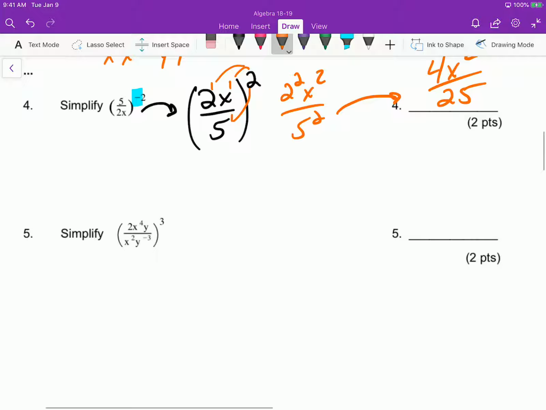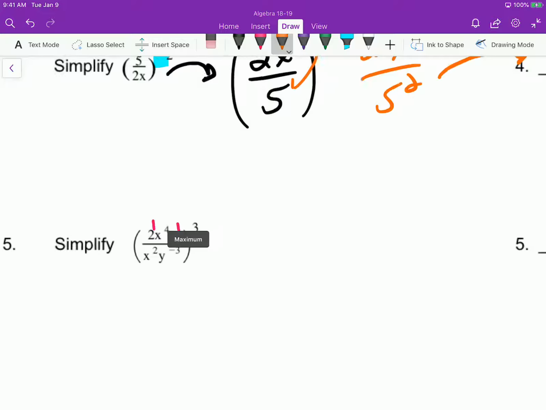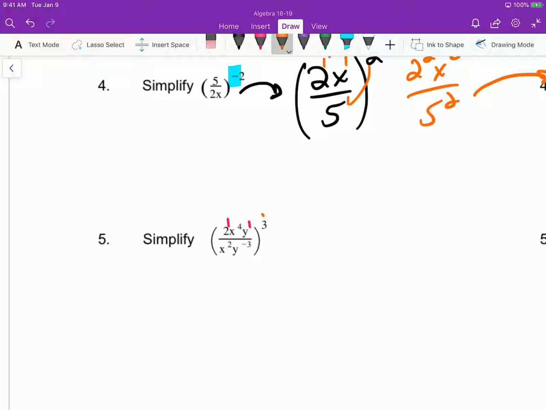All right. Number 5, a lot of distributing here. Let me write my little 1's in there. Technically that y has that 1, that 2 has that 1. So if I zoom in as best as I can, I got to multiply the 3 there, the 3 there. Oh, I even missed in the middle. The x to the 4th gets cubed, that gets cubed, and that gets cubed.